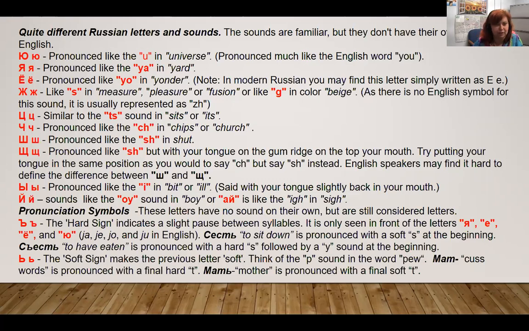Okay, now, do we have any questions about the pronunciation of any of these letters? If you didn't understand something, don't hesitate to ask questions. No questions? Okay, let's go to the next slide.